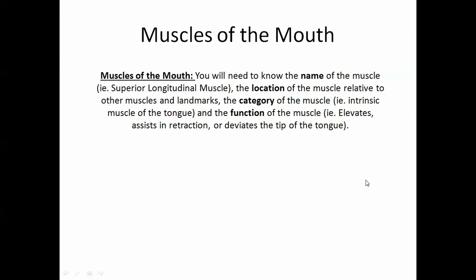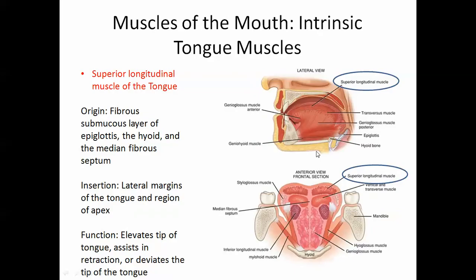All right, so muscles of the mouth. In my class, you need to know the name, location, category, and function. So the superior longitudinal muscle is this muscle right up here on a mid-sagittal view. Okay, it's the most superior muscle of the tongue, closest to the dorsum. It's also here. This is a coronal view of the tongue, so it's paired on each side. And it's separated by that median fibrous septum, that connective tissue that I was talking about.